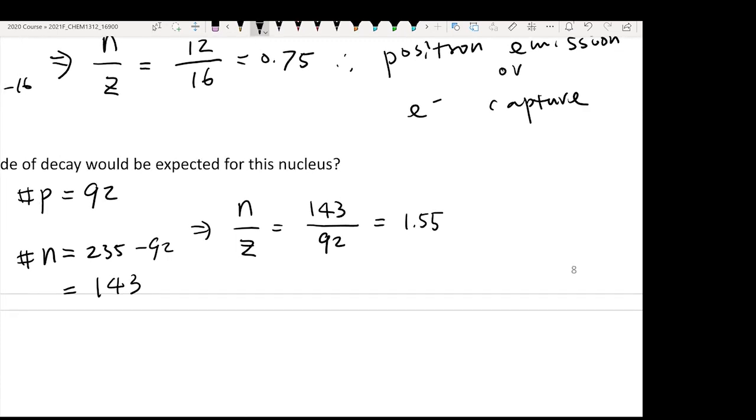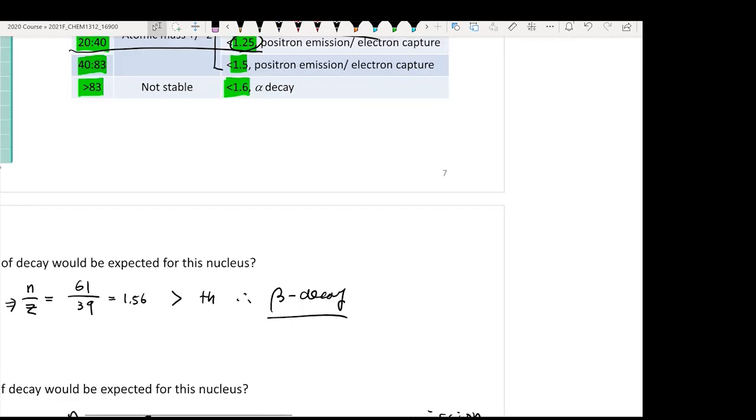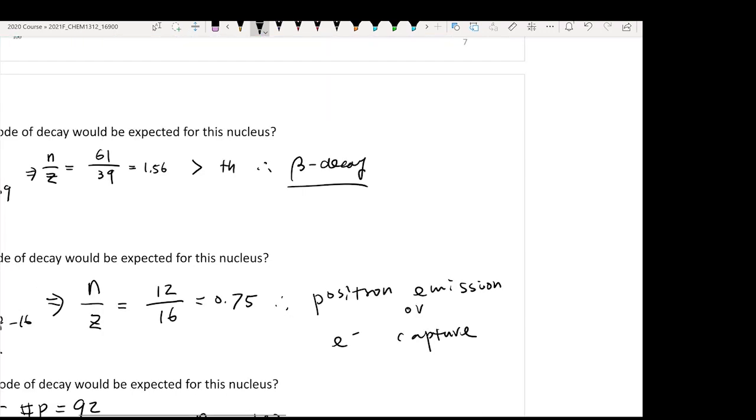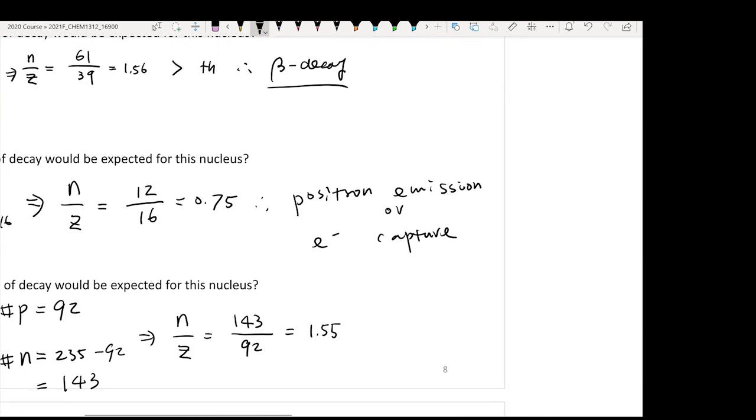Since the Z is larger than 83, right? You will know that the threshold we provide here is 1.6. If it's smaller than 1.6, then you're going to have alpha decay. If it's larger, then you have beta decay. So since the number we have is 1.55, right? It's smaller than 1.6. Therefore, what you have is going to be alpha decay.